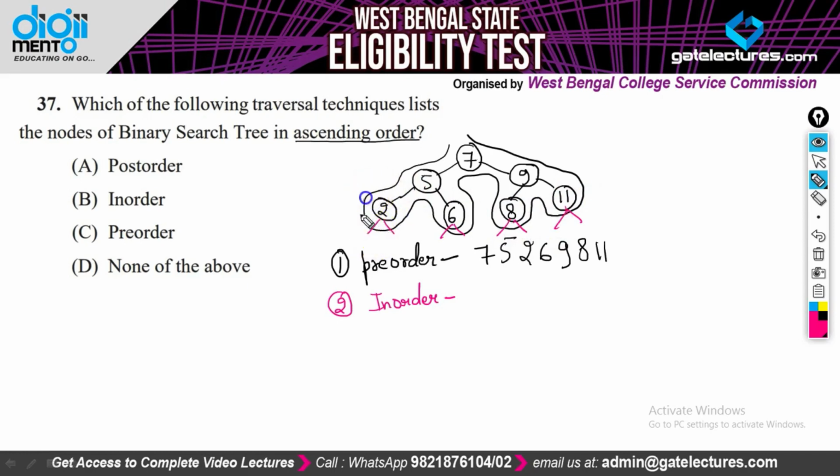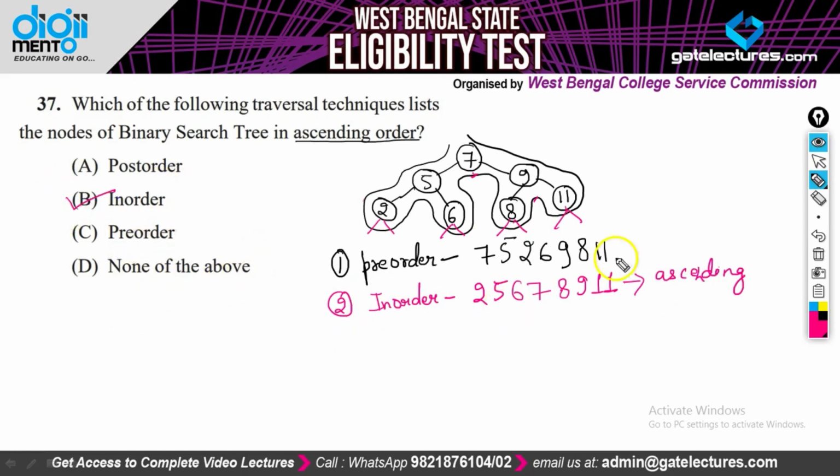Okay, so 2 for the first time, second time, so 2, then 5, then second time 6, then second time 7. You know how to calculate the in-order, so I'm doing the same way, it is easy. Then 8, and then it's 9, and then 11. So I can see that it is actually in-order, which is traversing my list in ascending order. So in-order is the right answer.